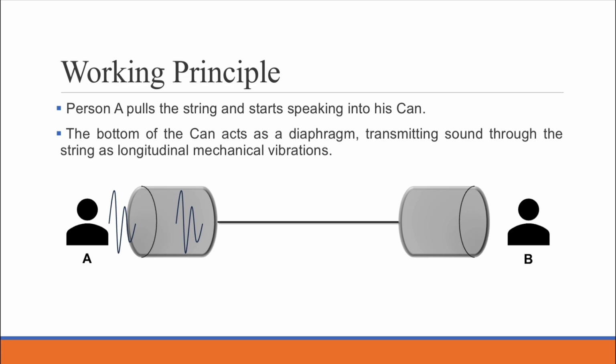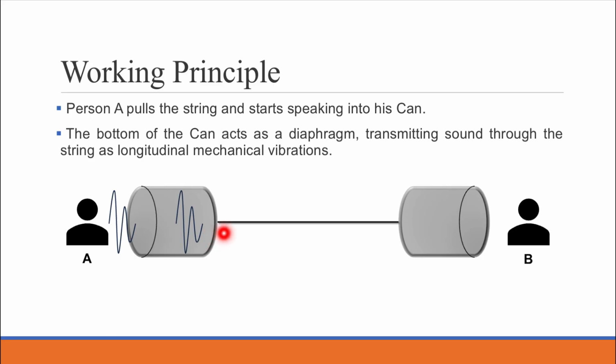So the person A starts speaking, the sound waves travel from the person's mouth and they go into the can and they hit the bottom of the can. Now the bottom of the can acts like a vibrating membrane or a diaphragm as in a speaker, and it starts vibrating back and forth. Now the sound waves hit this membrane, it sets into a vibratory motion.